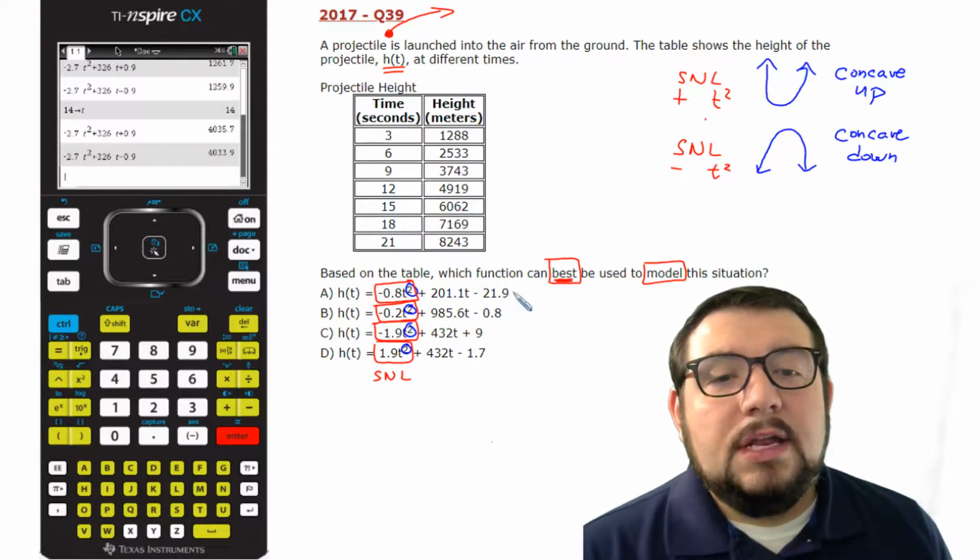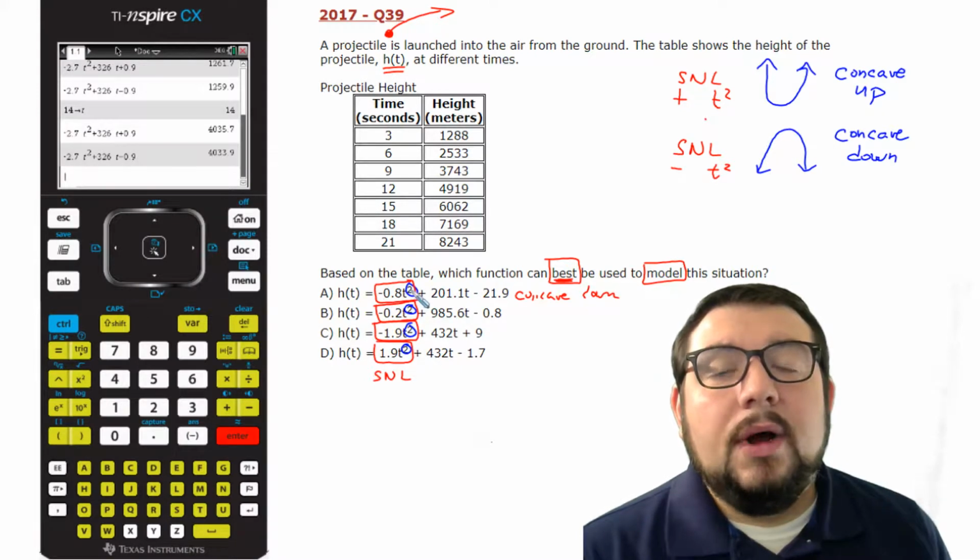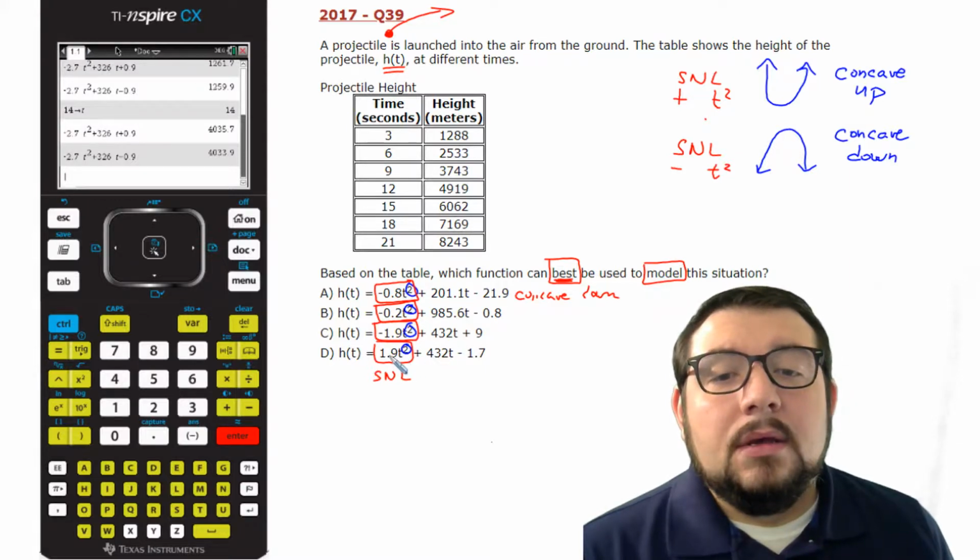So these I already know. I already know that these will be concave down. Simply because of that negative sign being on the quadratic term. That's what they call it because of the little exponent 2. Well, this one looks like it's concave up.